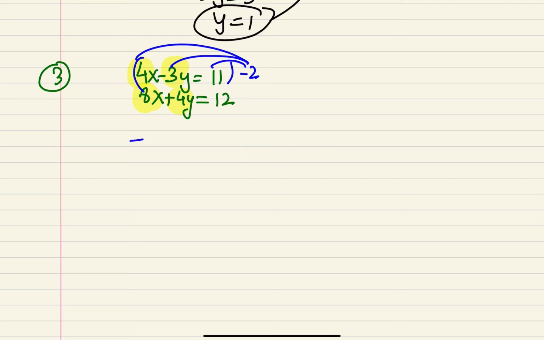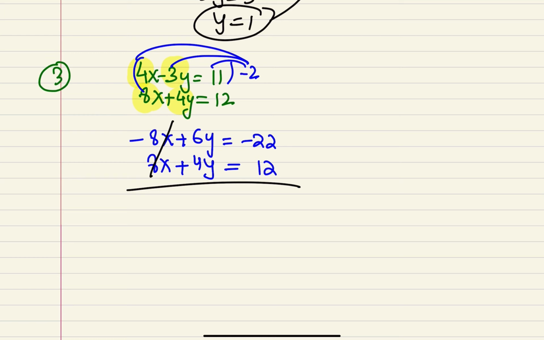So I get -8x plus 6y, because we're multiplying with -2, equals -22. And the second equation, we're not going to touch or do anything with, because by multiplying the first equation with -2, it served the purpose of making the numbers in front of one of the variables same but opposite. Get rid of these. 10y equals -10. Y comes out to be -1.